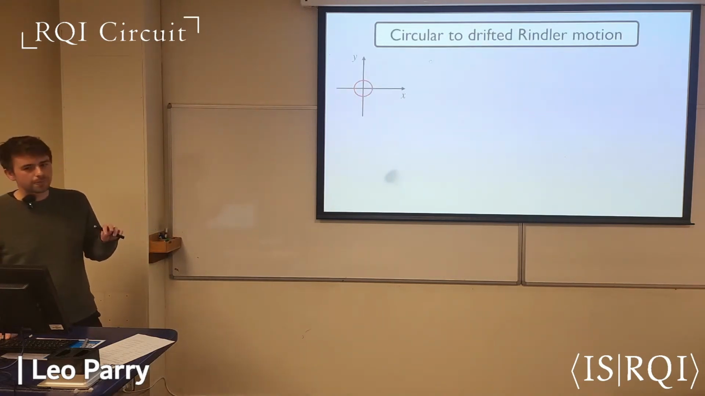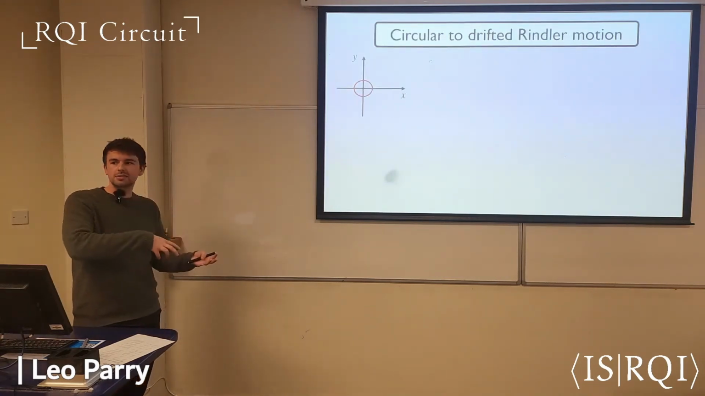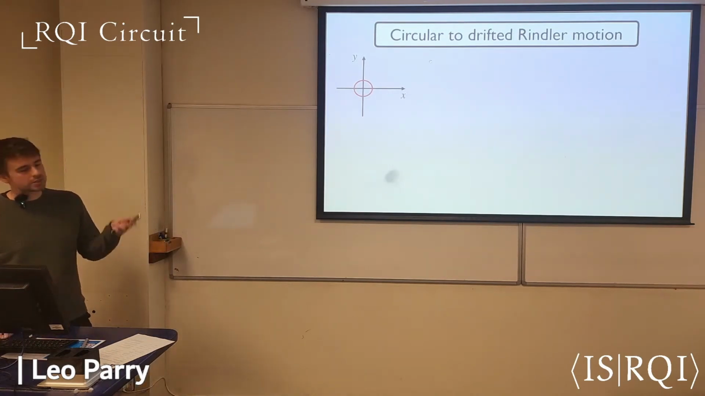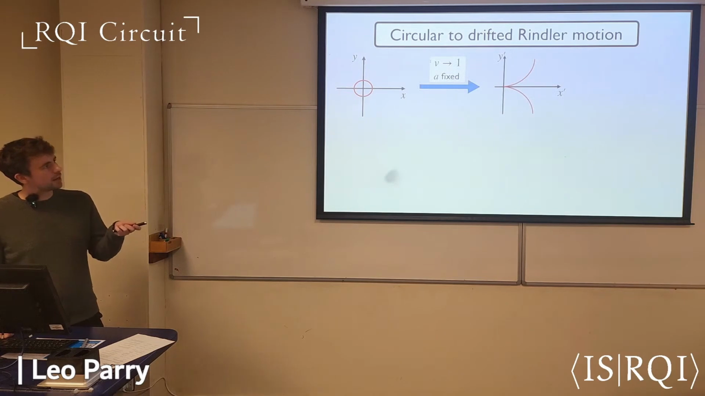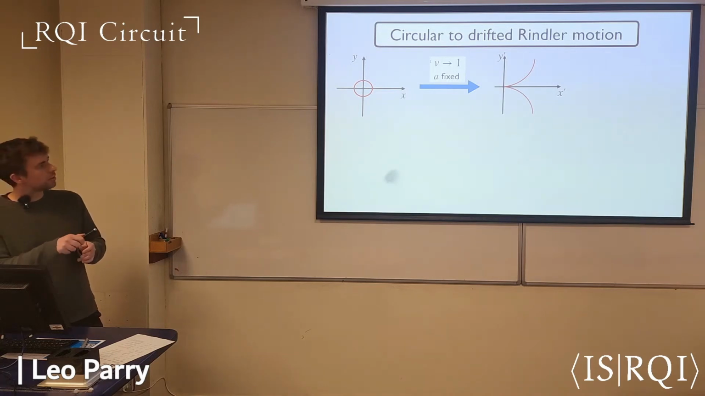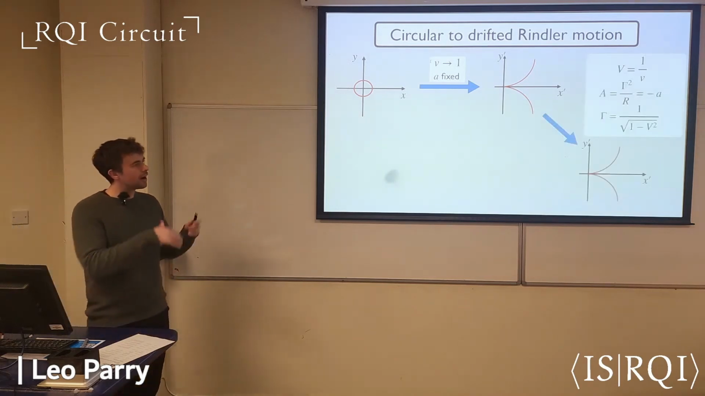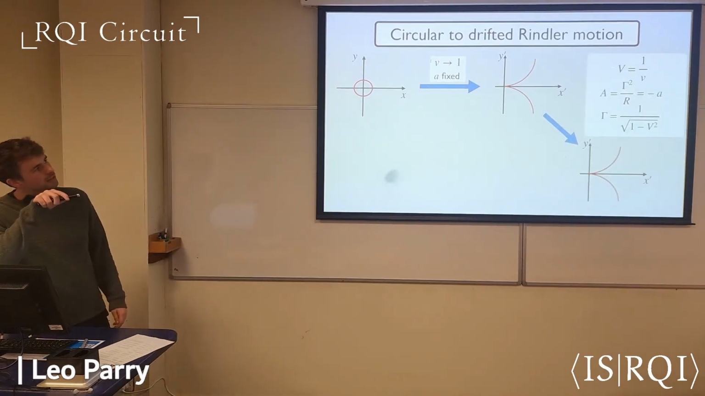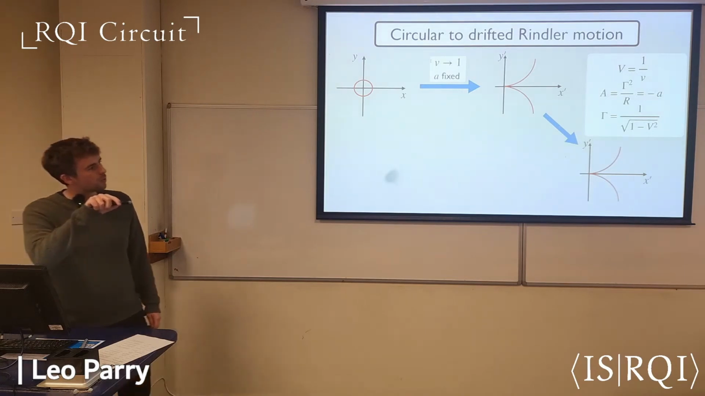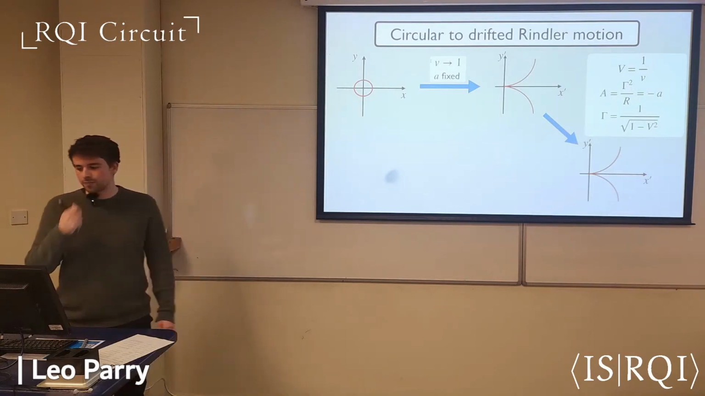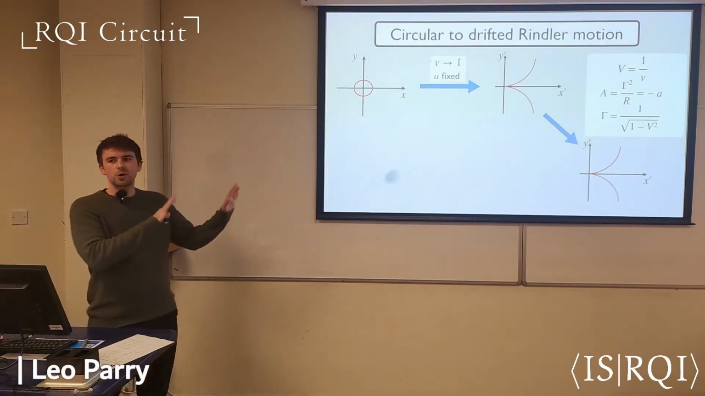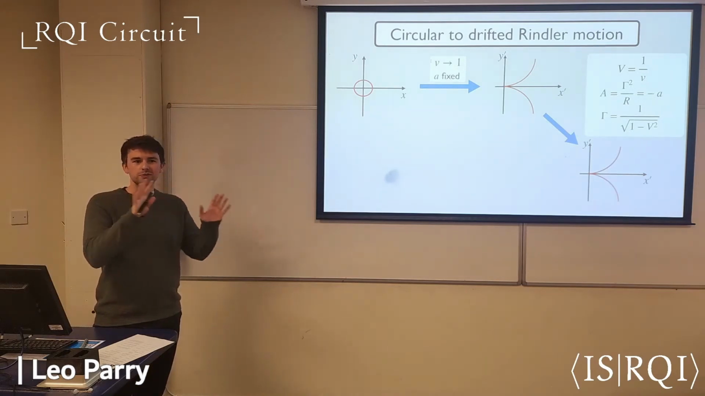Okay, well, we can do one better than this. We can actually deform continuously circular motion into drifted Rindler motion. So if we start with circular motion and we make this transformation that I told you about in the previous two slides to cusped motion, to semi-cubical parabolic motion, then what we're going to do is define new variables. We're going to define this new capital V, which is 1 over small v. We're going to define this new acceleration, which is capital gamma squared over r. Capital gamma is 1 over the square root of 1 minus capital V squared. And then we're going to allow this small v to vary on the interval 1 to infinity.